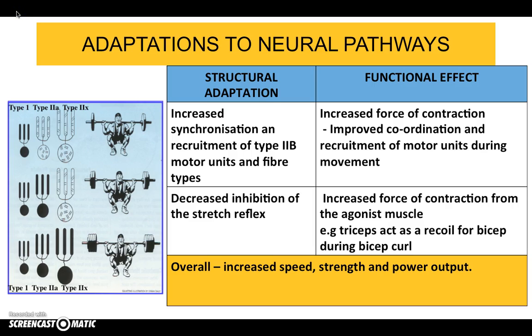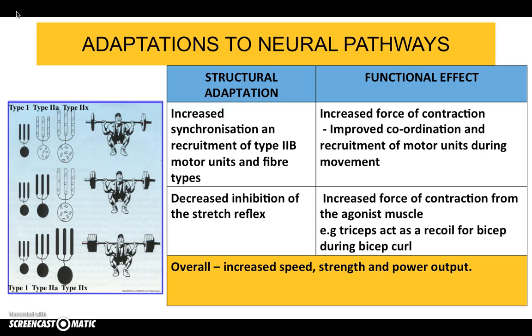So adaptations to neural pathways. Structural adaptations. On the structural adaptations we get an increased synchronization and recruitment of type 2B motor units and fiber types. The functional effect, i.e. why does this benefit us? Why do we want this synchronization and recruitment? As I've said, it increases the force of contraction.